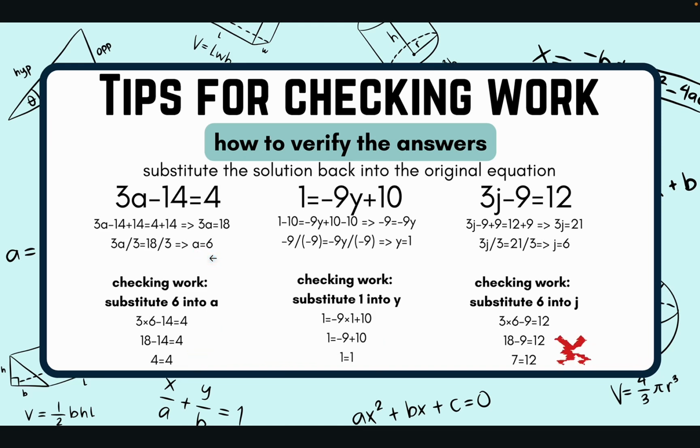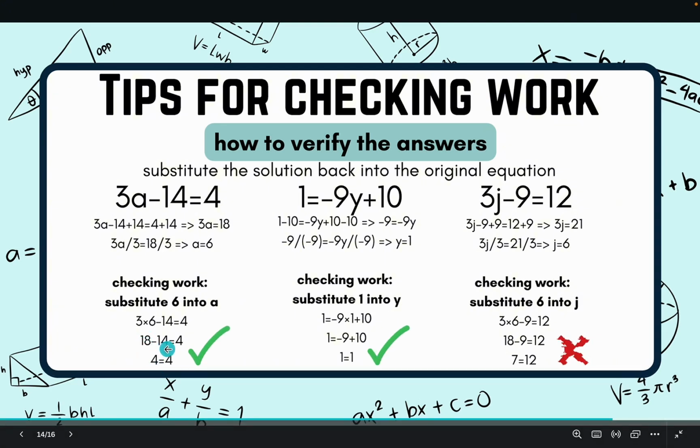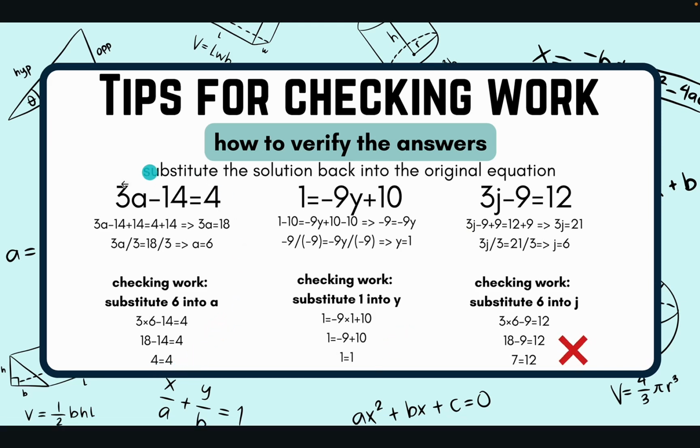Now since we have the value of a, we can check our work. And to check our work, you can substitute 6 into a. So here it is 3 times 6, 6 instead of a, minus 14 equals 4. If you do 3 times 6, it is 18. So it's 18 minus 14 equals 4. And if you do 18 minus 14, it's 4, right? So 4 equals 4. And that means this question here is correct.